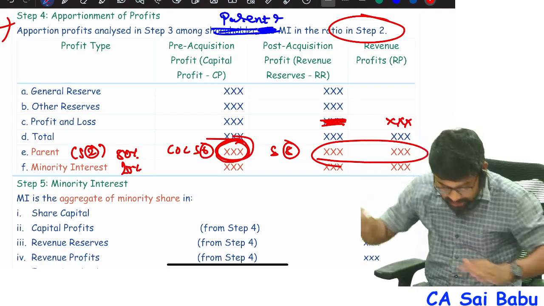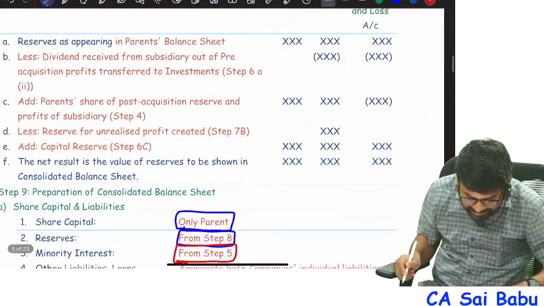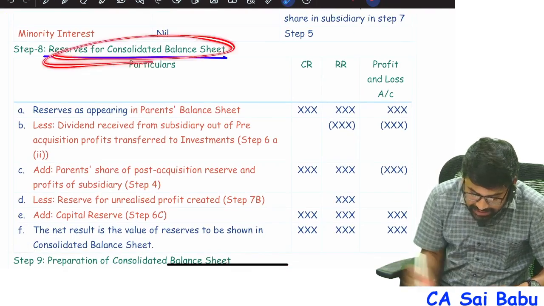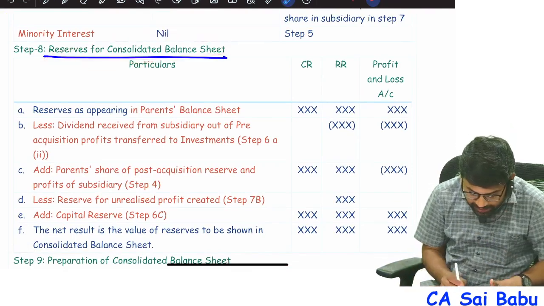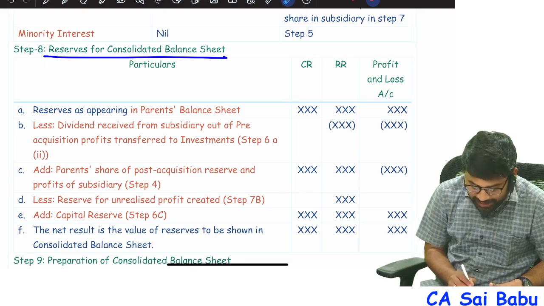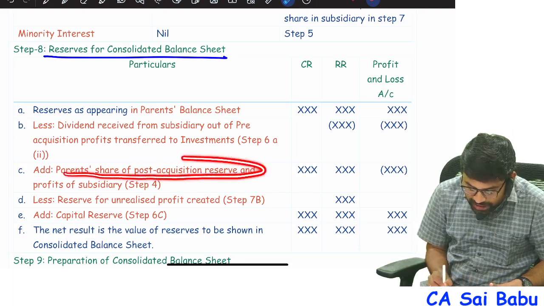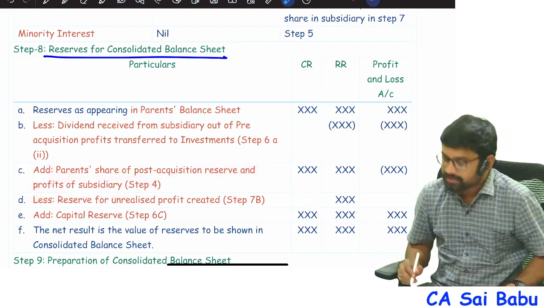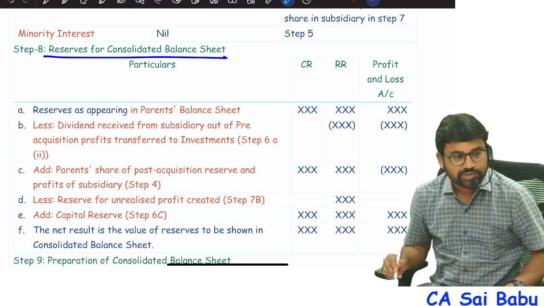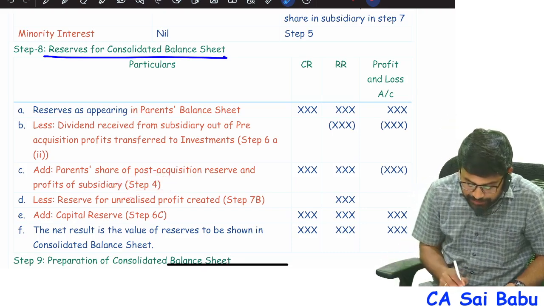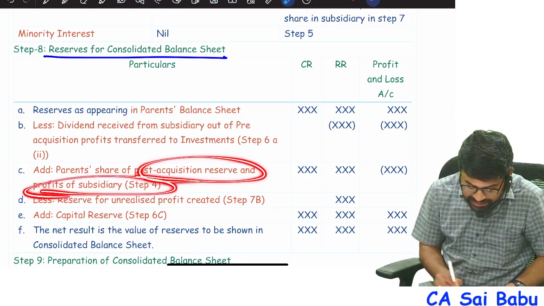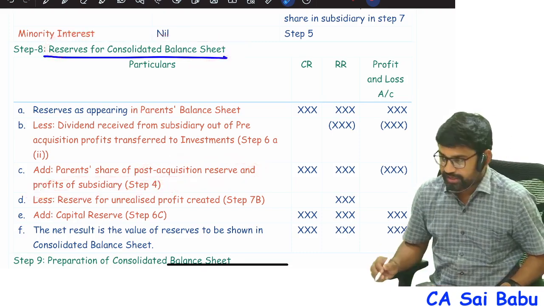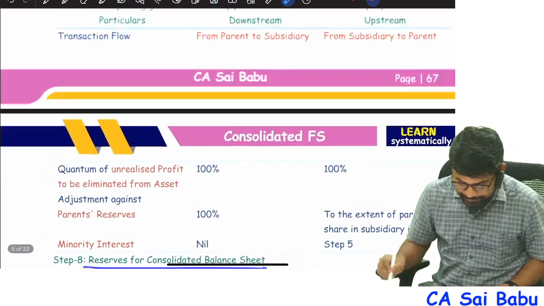number 8. We are doing step number 8. See this step number 8. Reserves for consolidated balance sheet. In this step, see this point, everybody see. Add parent company share of post-acquisition reserves and profits of subsidiary. Step number 4, I have given a reference also. Parent company share of post-acquisition reserves and profits of the subsidiary company will be added to the reserves of the consolidated balance sheet in step number 8.